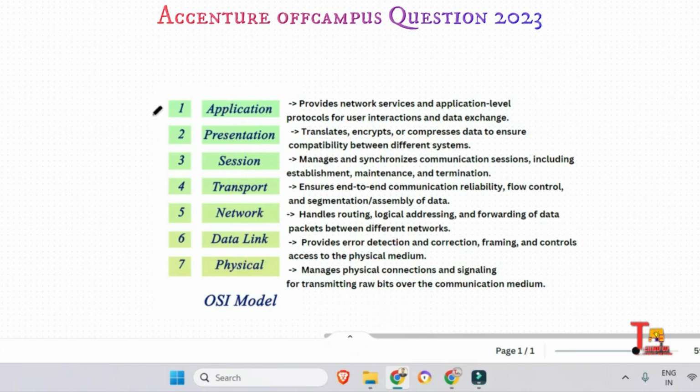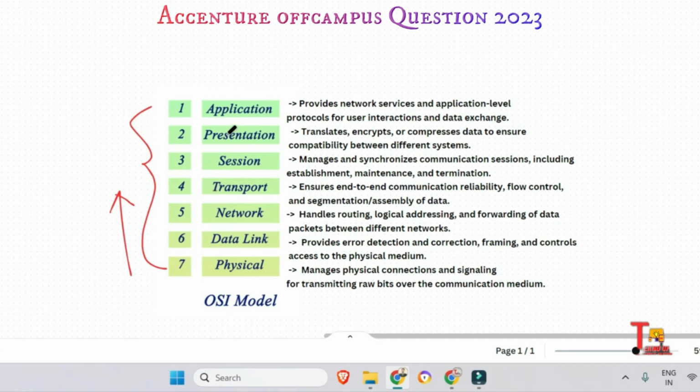Actually, to remember these layer names from the last to the first, you can remember a sentence, that is, please do not throw sausage pizza away, right? All of the first letters match with the first letter of the layer, right? So remember that to remember the layer names one by one, right?